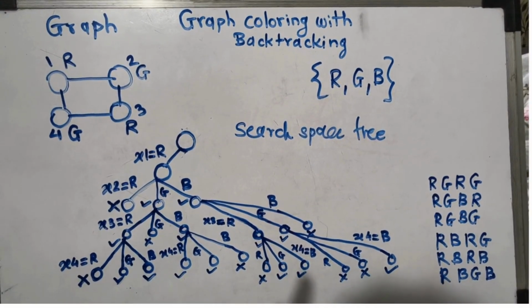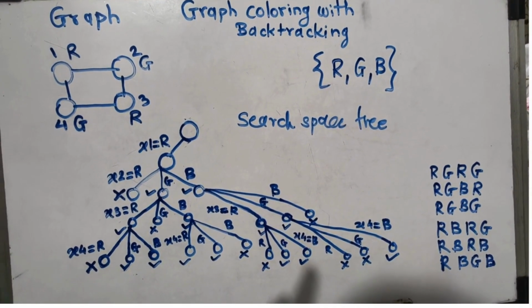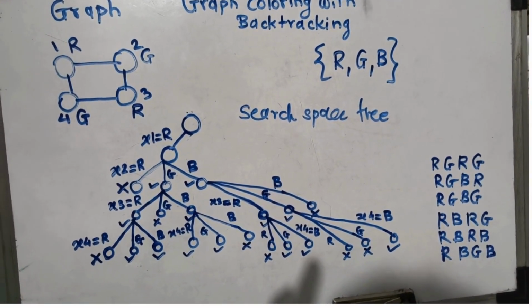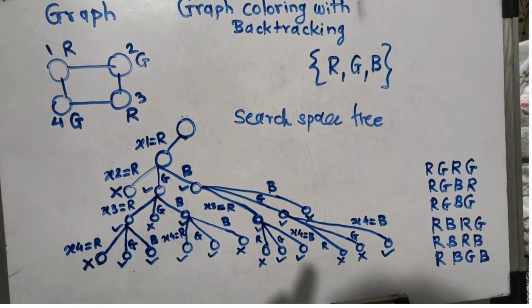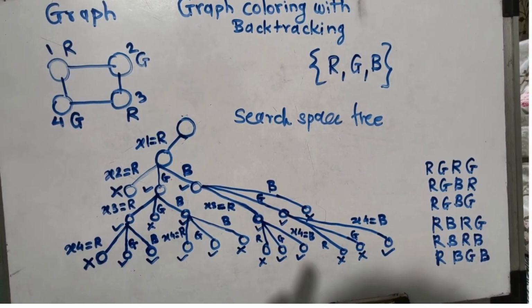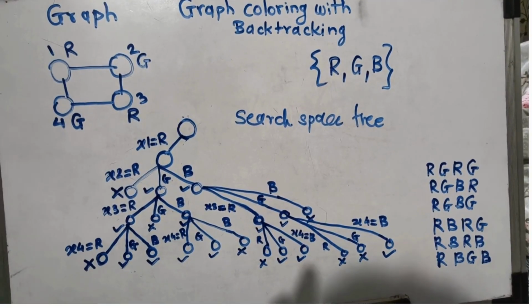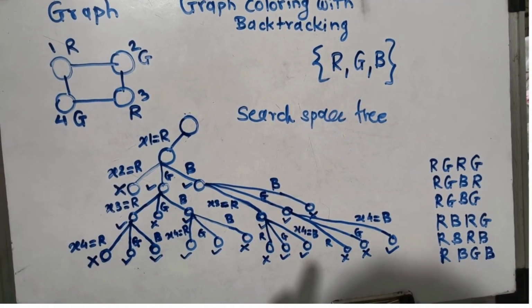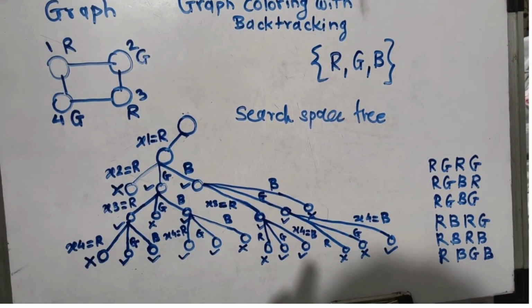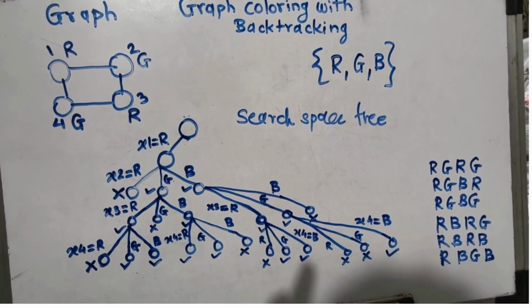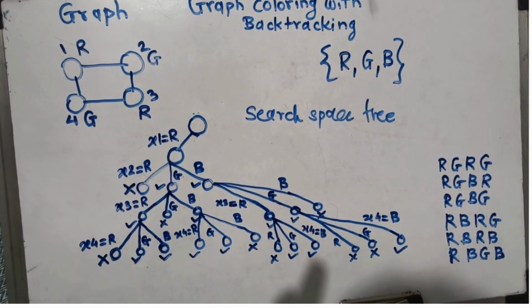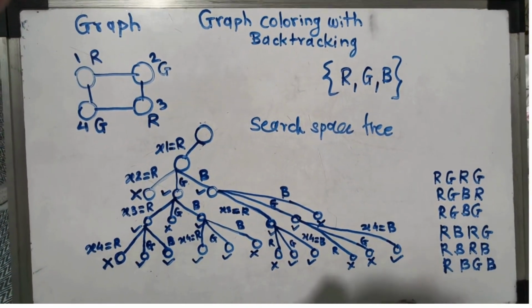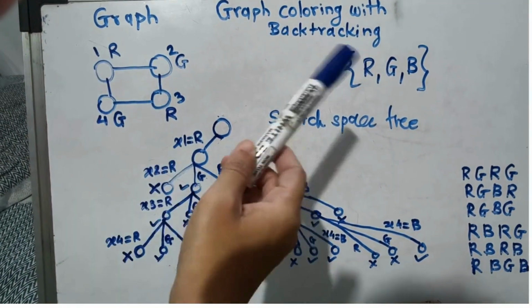Hello friends, today we will see the concept of graph coloring with backtracking. This is one type of CSP problem. CSP, that is constraint satisfaction problem, in which we will be provided with some constraint or condition that we need to fulfill. So in this case of graph coloring problem, we will be having three colors, suppose RGB, red, green and blue. And we are given with this graph. Okay, so we have to color this graph using these three colors.